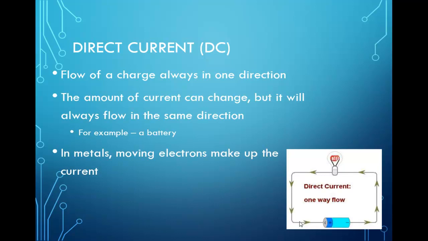The first type of the current is direct current. Its flow of charge is always in one direction. The amount of the current can change, but it will always flow in the same direction. For example, the battery. In metals, moving electrons make up the current. Did you see here? It is a direct current, so it moves from the negative terminal to the positive one.